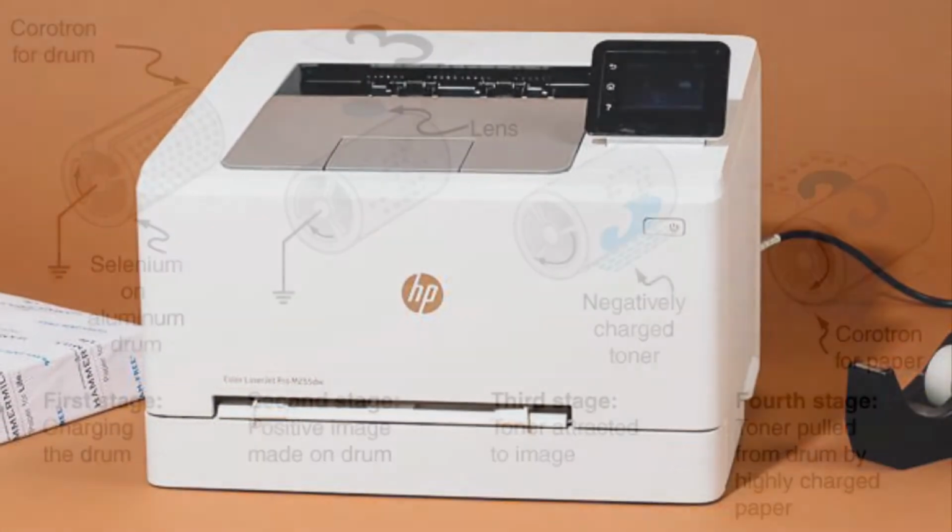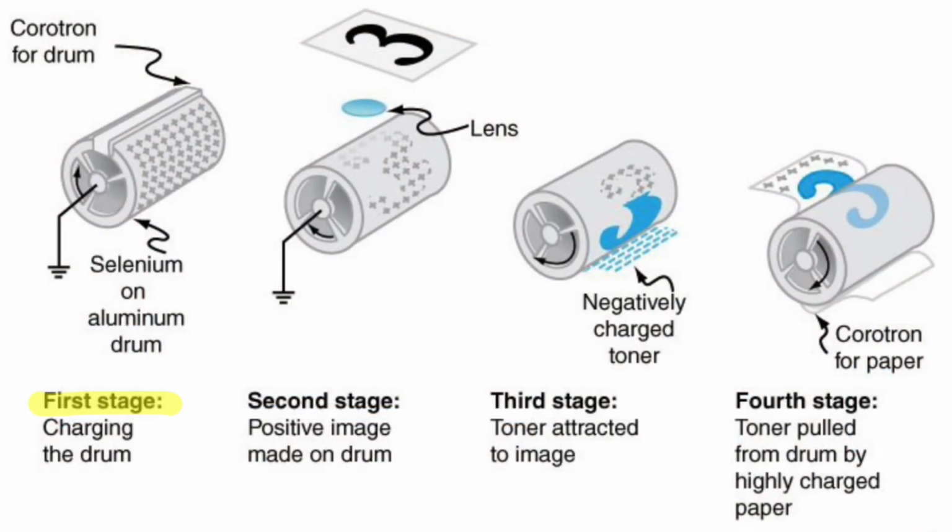In the first stage of this process, the conducting aluminum drum of the printer is grounded so that a negative charge is induced under the thin layer of uniformly positively charged selenium. In the second stage, the surface of the drum is exposed to the image of whatever is to be printed. Where the image is light, the selenium becomes conducting and the positive charge is neutralized. In the dark areas, the positive charge remains and so the image transfers to the drum.